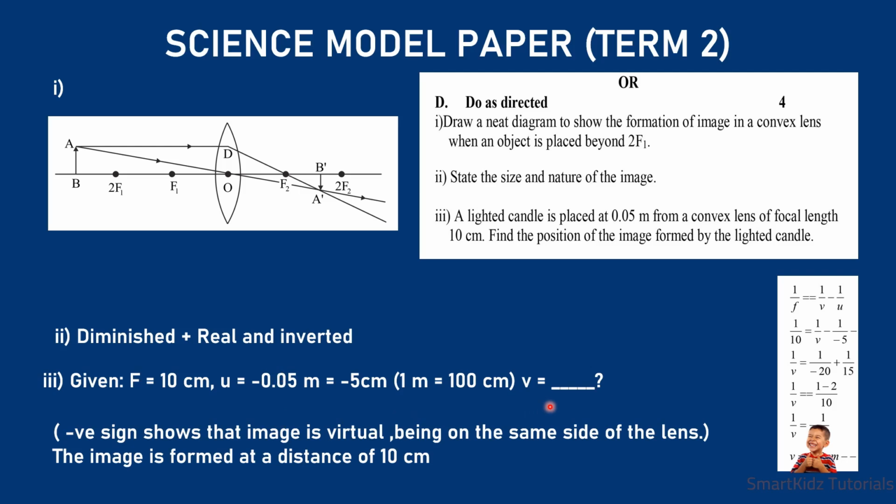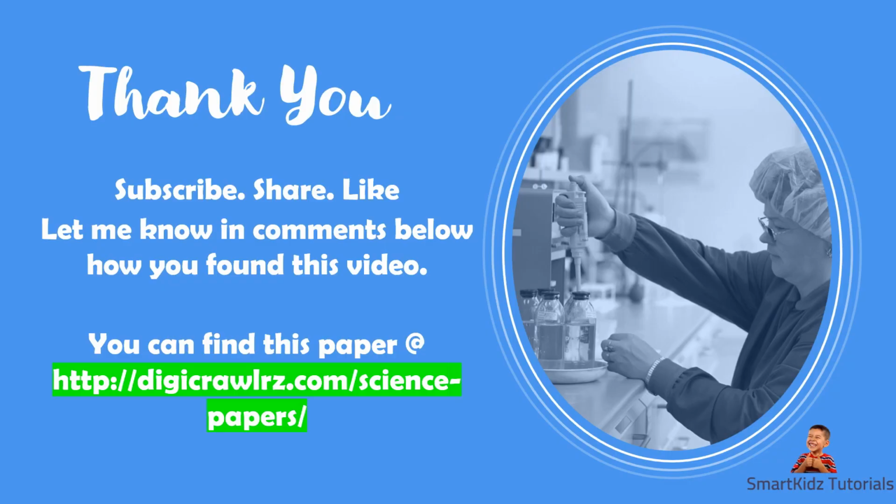We are asked to find the image. Here is the solution, and we get the image distance as negative 10 centimeters. Negative 10 centimeters shows us that the image is virtual, being on the same side of the lens, which is here. The image is formed at a distance of 10 centimeters. With this we come to an end of this particular paper.